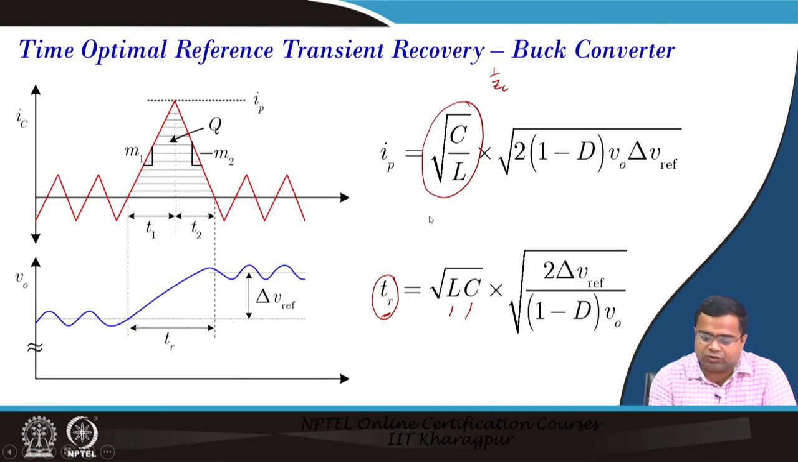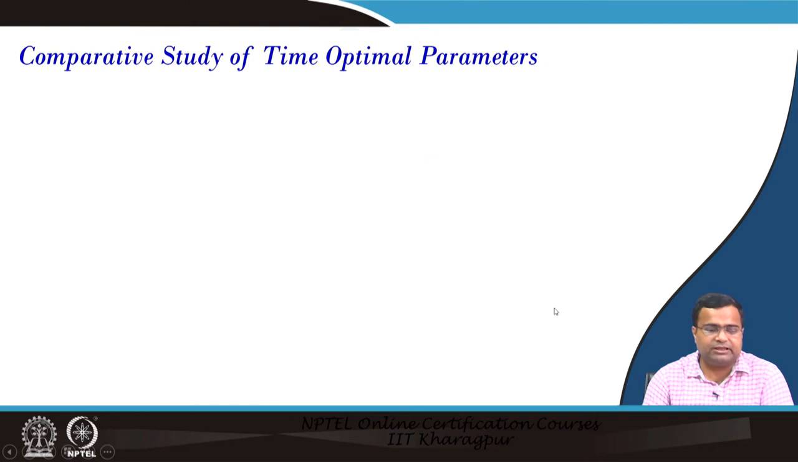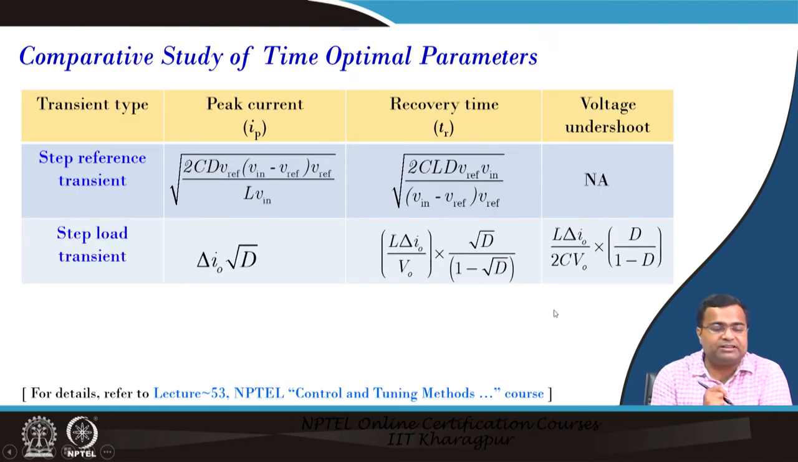And it can be shown even for a larger duty ratio, it will increase. So, if we compare the reference transient versus load transient, for load transient we know the peak current depends on the duty ratio for a given load step size. But for reference transient, for higher duty ratio the peak current is higher.